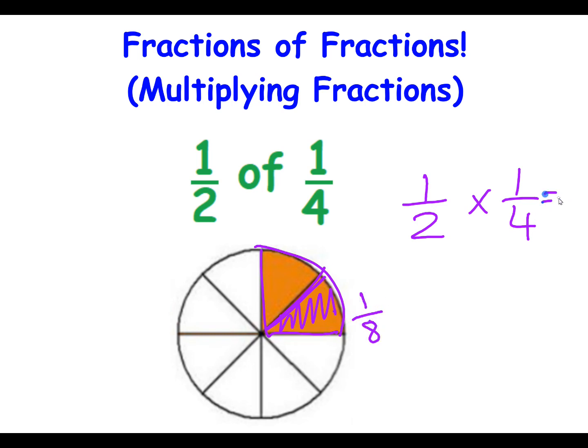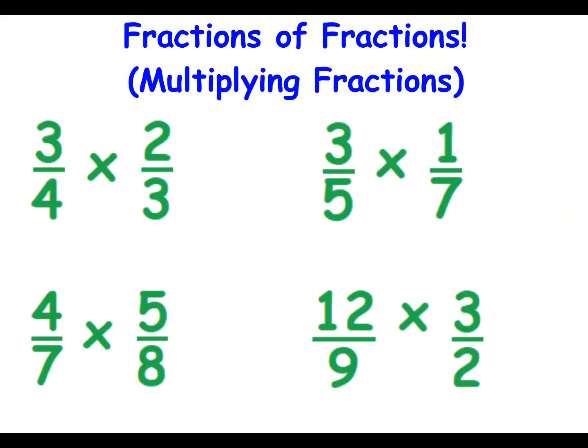So mathematically, what are we doing? Well, when we multiply a fraction by a fraction, in other words, 1/2 of, we know of means multiply, so a half of a quarter, the 1 multiplies the 1 and the 2 multiplies the 4. So to multiply fractions, you multiply the top by the top and the bottom by the bottom. It's nice and easy to remember. So it's really quick and easy.